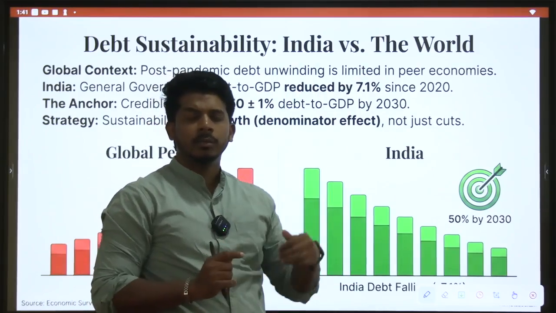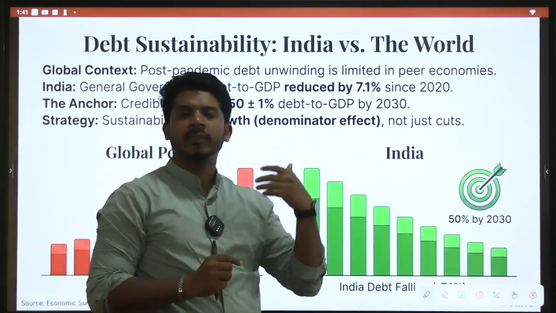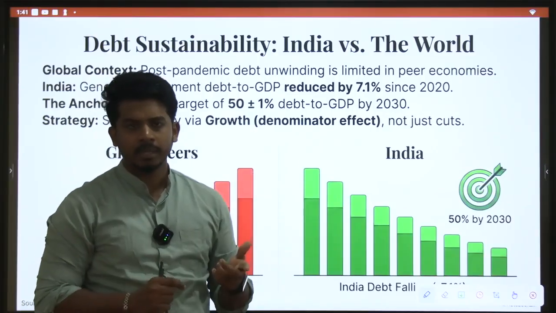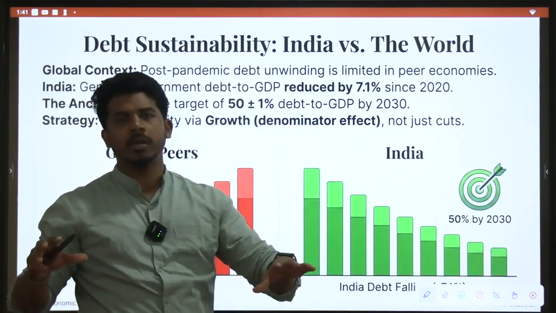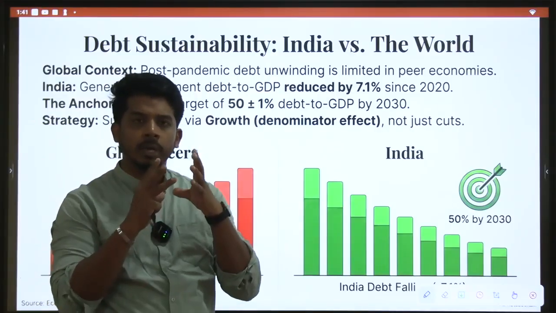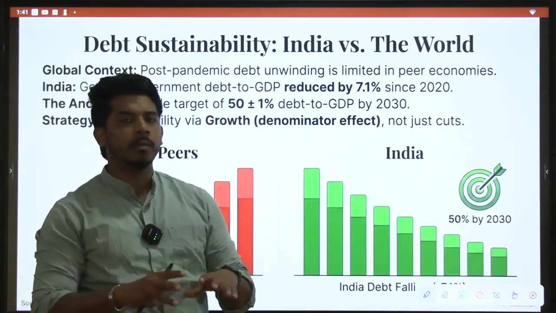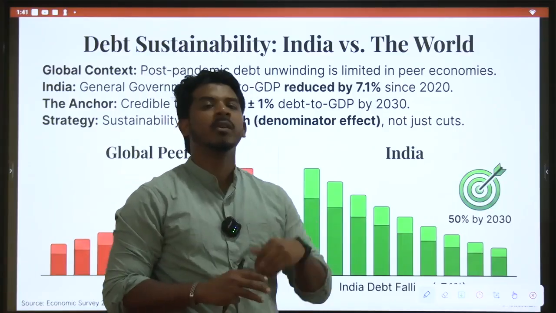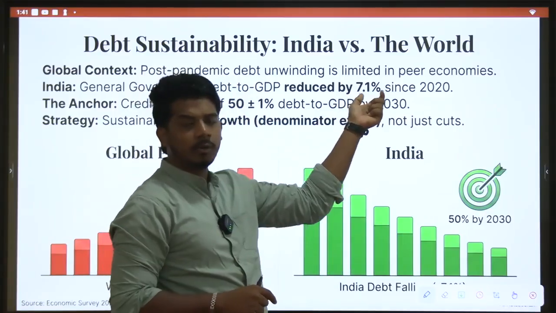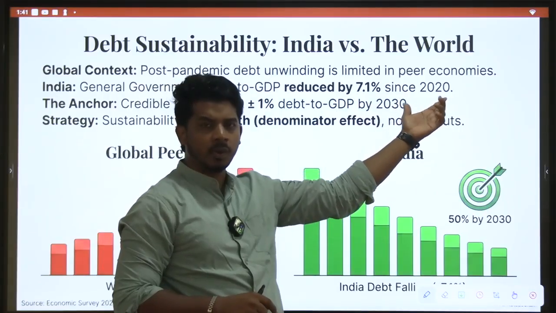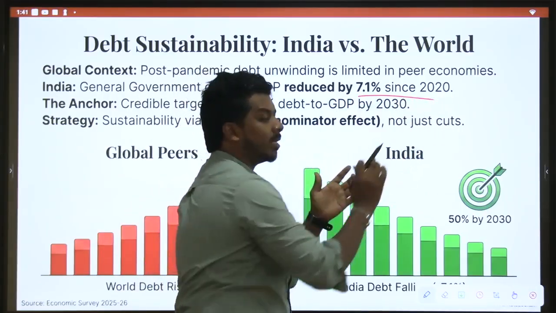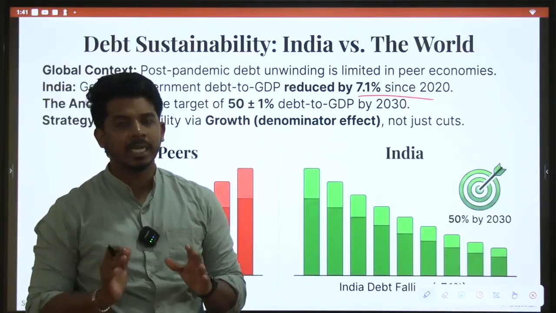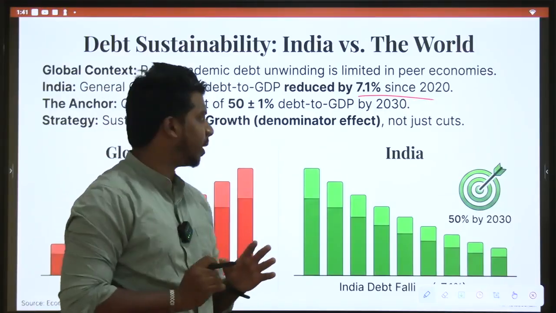Total union, state, all, everything combined, it's around 81%. If I exclude states and local governments and talk about only union government debt, we used to have around 63-64% of GDP. From that we have reduced by 7.1% in the last 4 or 5 years. So right now it is around 56%. Around 56% is our current debt level of the Union Government of India.